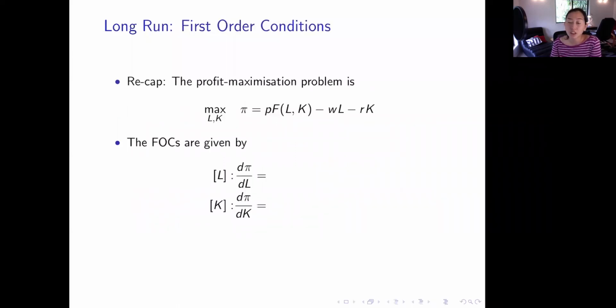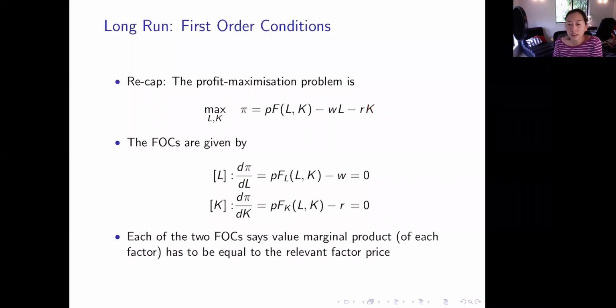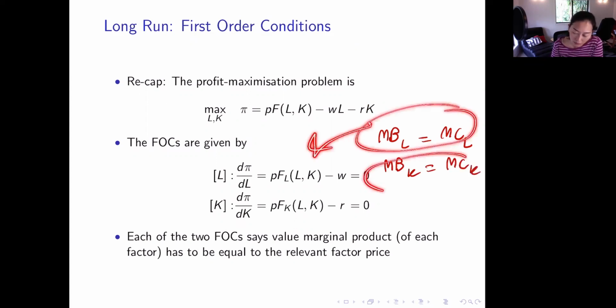That means that we require two equations for these two unknown choice variables to be solvable. So we get the first order condition: we take the derivative of profit with respect to L and with respect to K, right? And that would be pretty easy. This one is the same condition as in the short run case. And the second one would be P times MPK less the rental price, or the price of the capital, set equal to 0. Each of the two FOC says the value of the marginal product has to be equal to the relevant factor price. Or the marginal benefit of L has to be equal to the marginal cost of labor, as well as the marginal benefit of capital has to be equal to the marginal cost of capital, right?